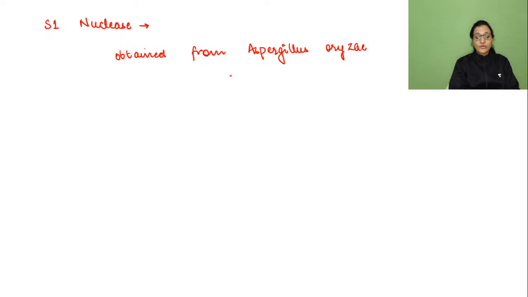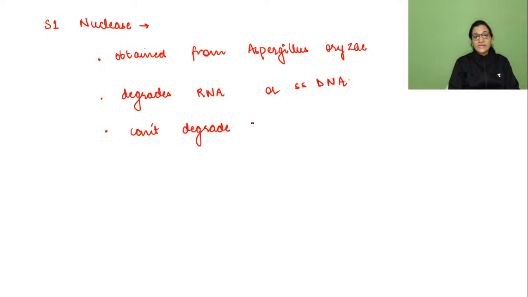That is a fungus which grows on rice. So this enzyme is responsible for degrading RNA or single stranded DNA, and it cannot degrade double stranded DNA or RNA-DNA hybrid in its native conformation. Just like our mung bean nuclease, it can't degrade double stranded DNA or RNA-DNA hybrid.